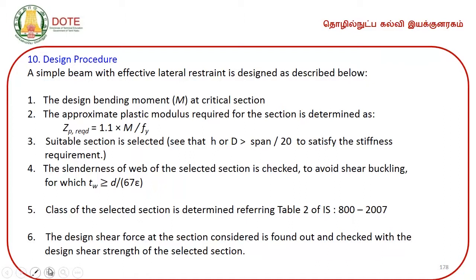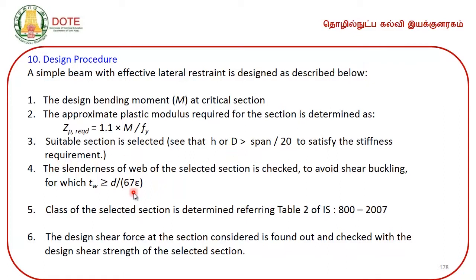Step 1: find the design bending moment at the critical section. Number 2: find the approximate plastic section modulus required by using the expression 1.1 into M divided by F y, and with the value of plastic section modulus arrived, select a suitable section, or you can choose 2 or 3 sections. While selecting the section, the depth of the section should be greater than span by 20 to satisfy the stiffness requirement. This is very important.